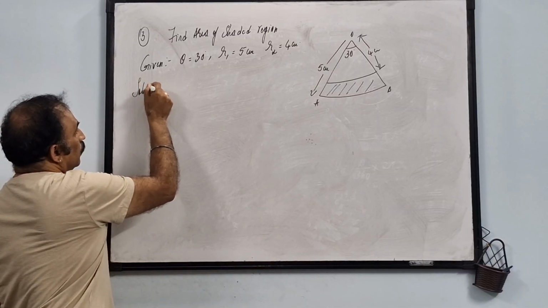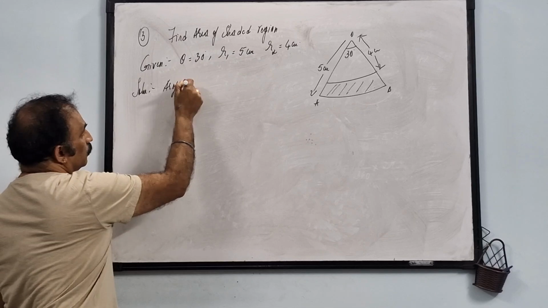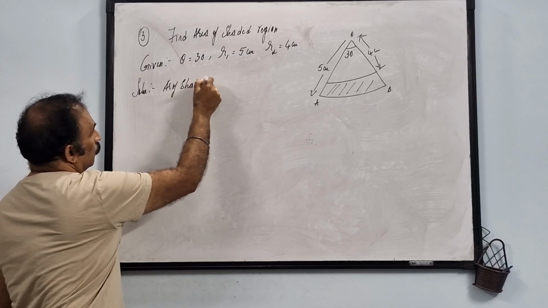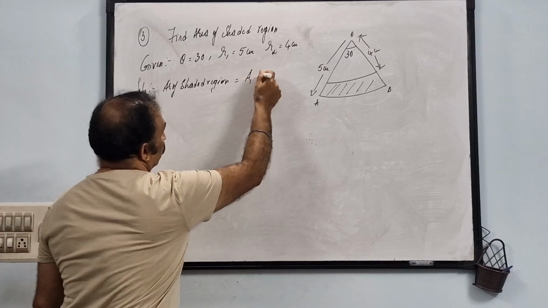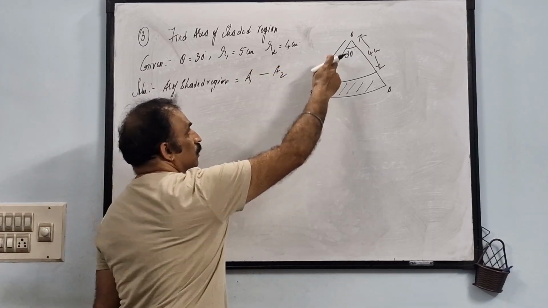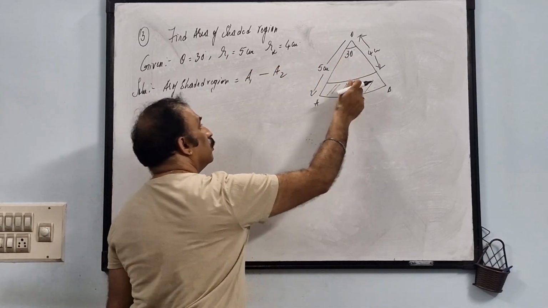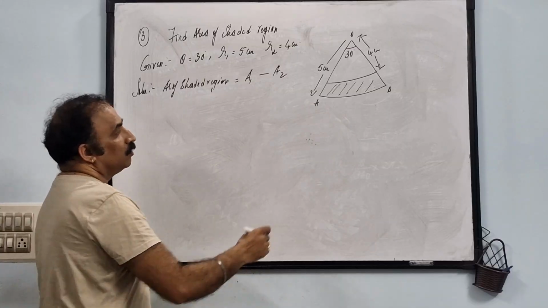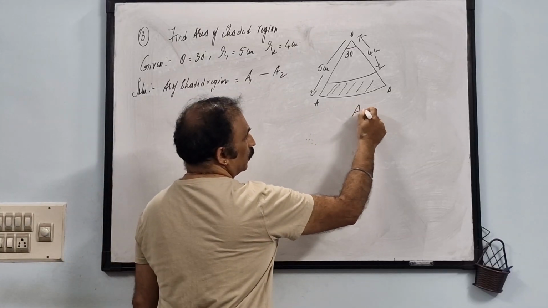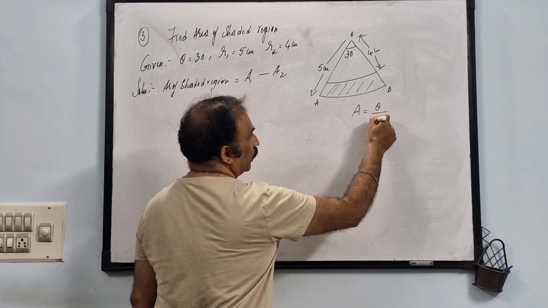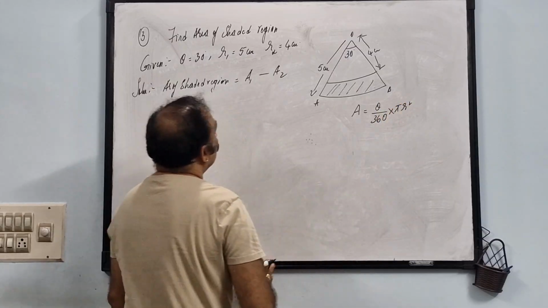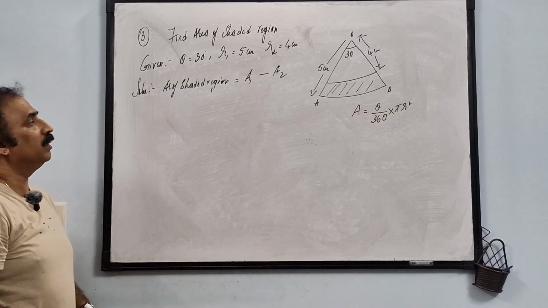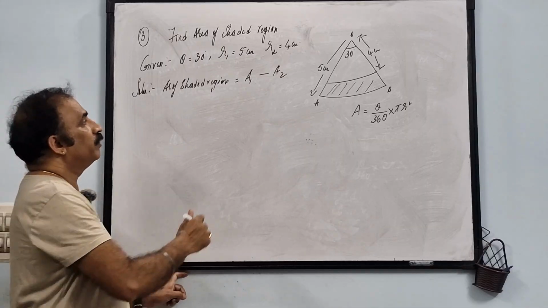So the solution is that area of shaded region is equal to area of bigger sector minus area of smaller sector. That means bigger sector area minus this area, you are going to get that remaining part of it. Now since you know the area of sector formula, area is equal to theta divided by 360 into pi r square. I am taking this together, not separately. That will be much more comfortable when you do it.